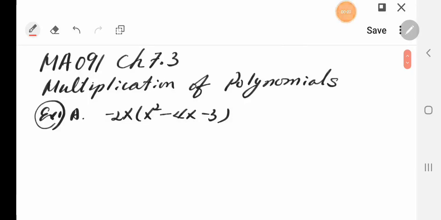Chapter 7.3 Multiplication of Polynomials. Okay, let's try example 1. Here negative 2x is multiplied by a trinomial, which is a polynomial. This means we will multiply each term inside the parenthesis by negative 2x. So negative 2x is multiplied by each one of these.